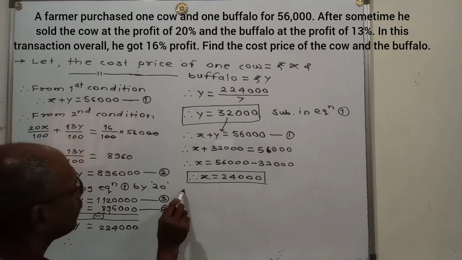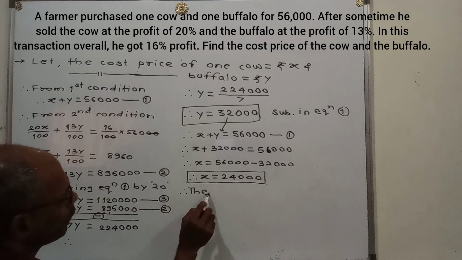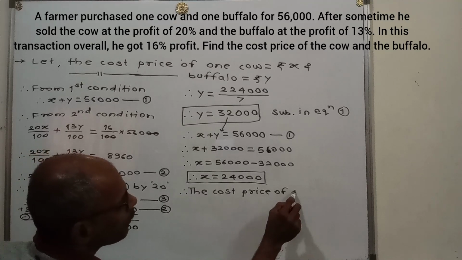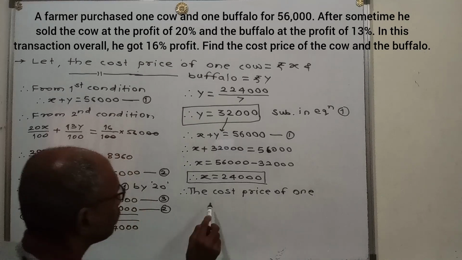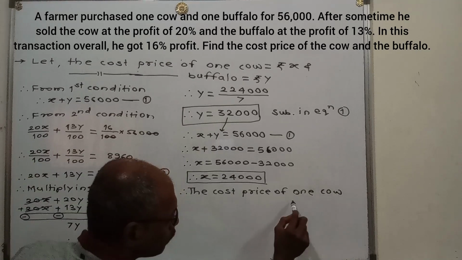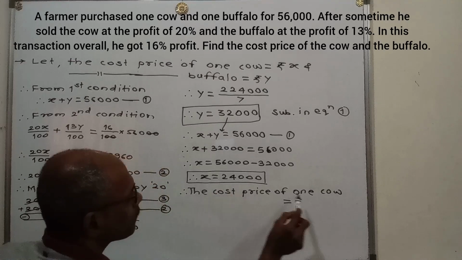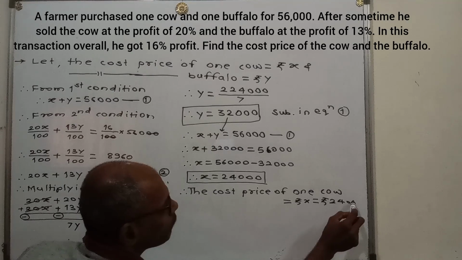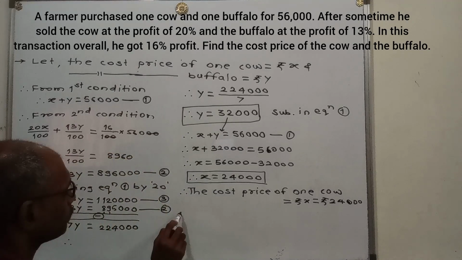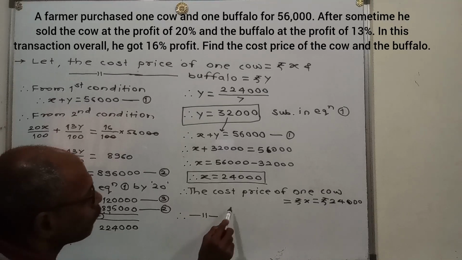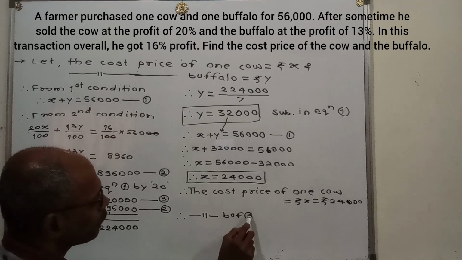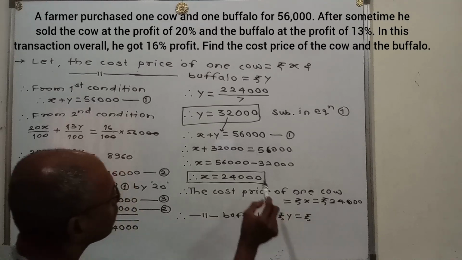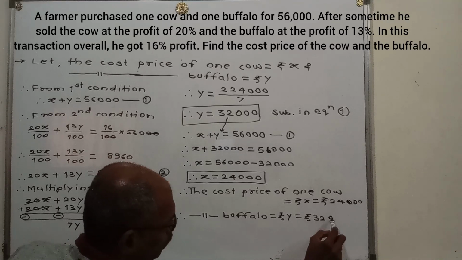Therefore, the cost price of one cow is equal to rupees x, which is equal to rupees 24,000, and the cost price of one buffalo is equal to rupees y, which is equal to rupees 32,000.